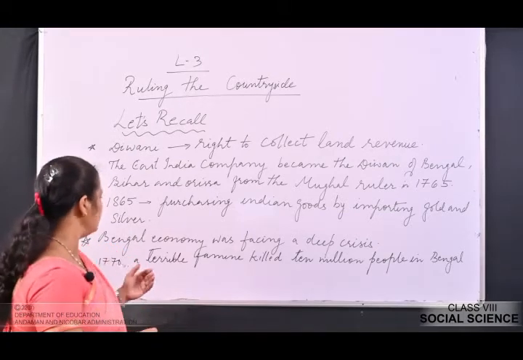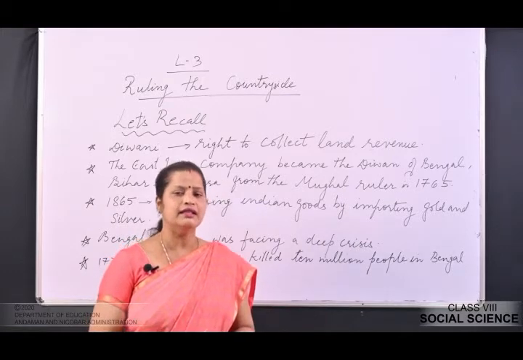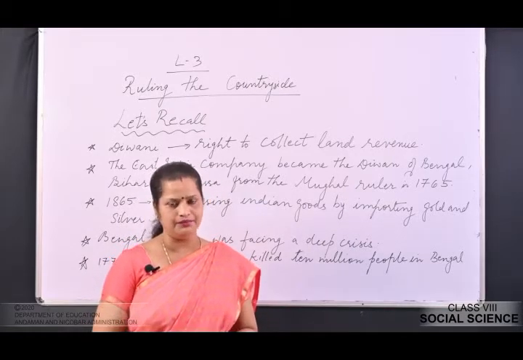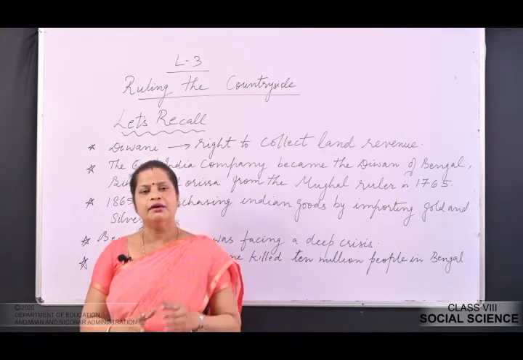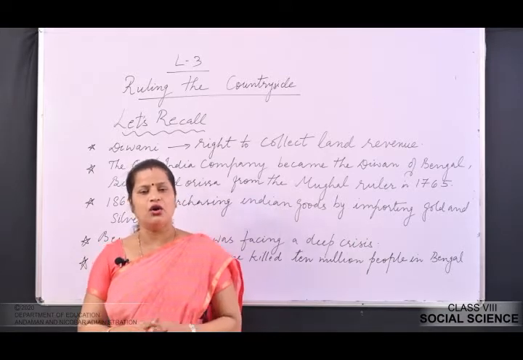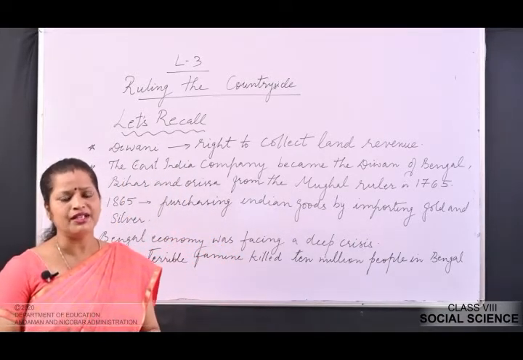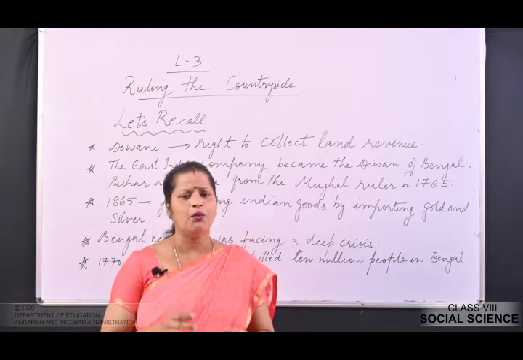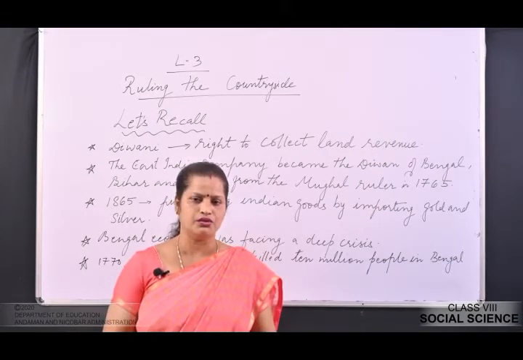Okay? So at that time the economy wasn't doing well, even in the agriculture field and in the artisanal production field. Amid all these things, in 1770, a terrible famine hit Bengal, in which more than 1 crore people died, or we can say 1/3 of Bengal's population was wiped out.